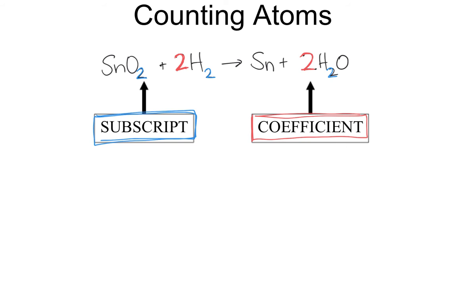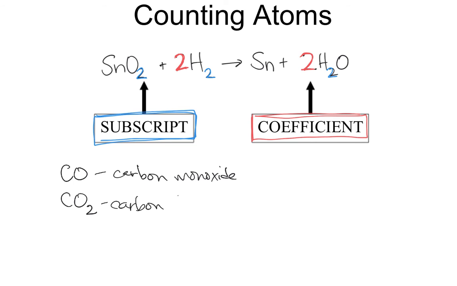The coefficient can be changed, but the subscripts of a formula cannot be changed. If you change the subscript of a formula, you are going to change the identity of a substance. So if we say CO versus CO2, this is carbon monoxide. It is poisonous, right? Carbon dioxide, we breathe out, plants breathe in.